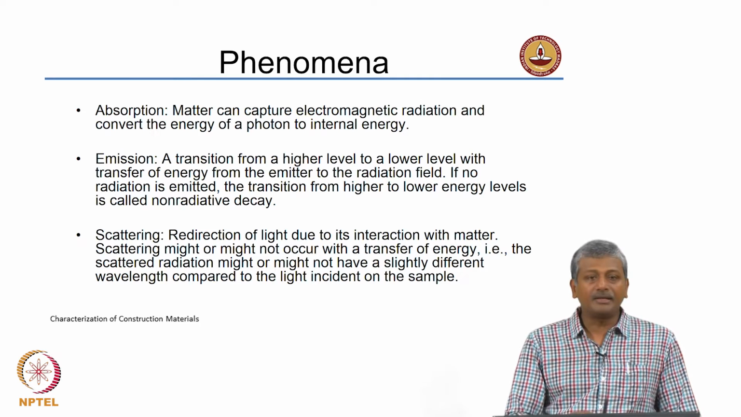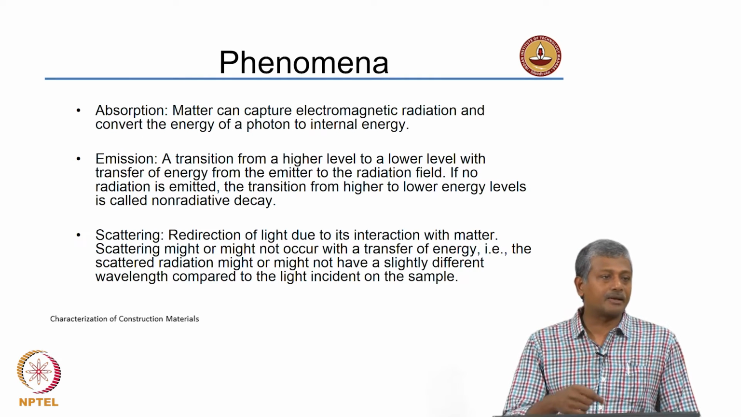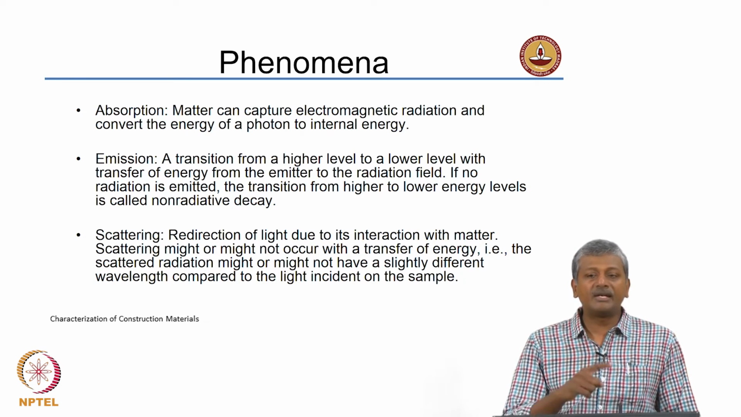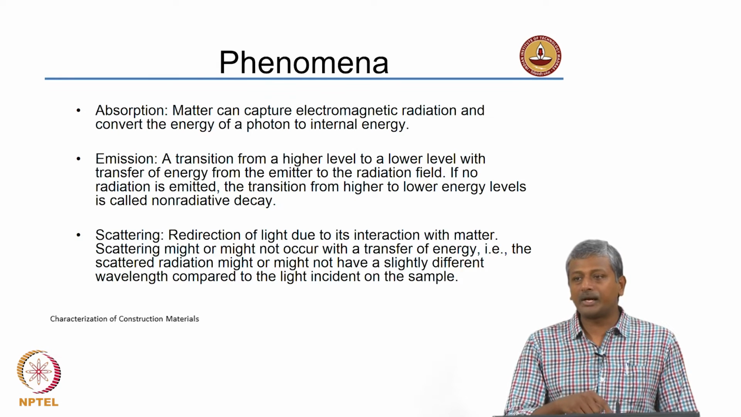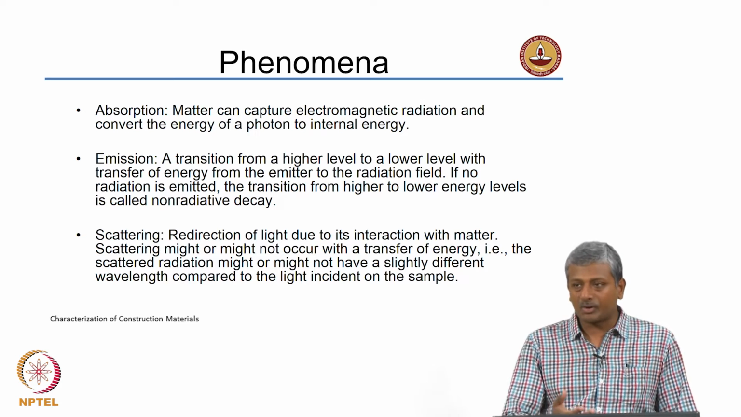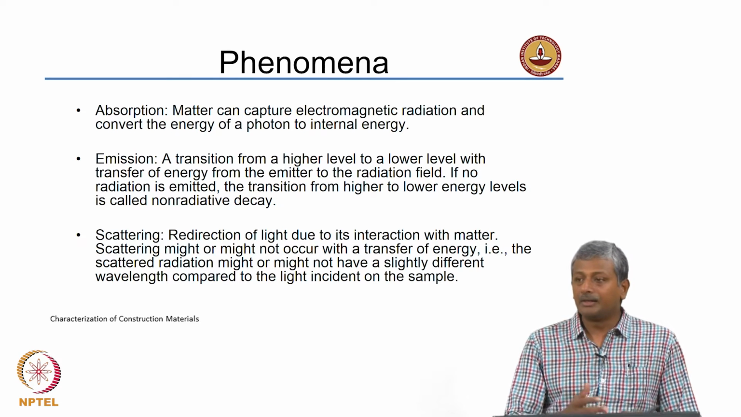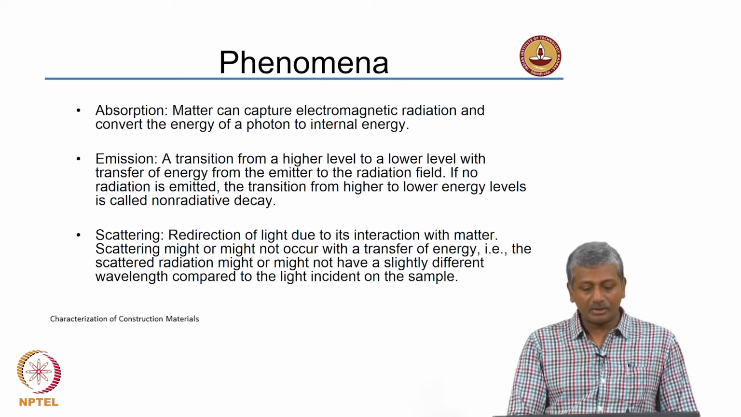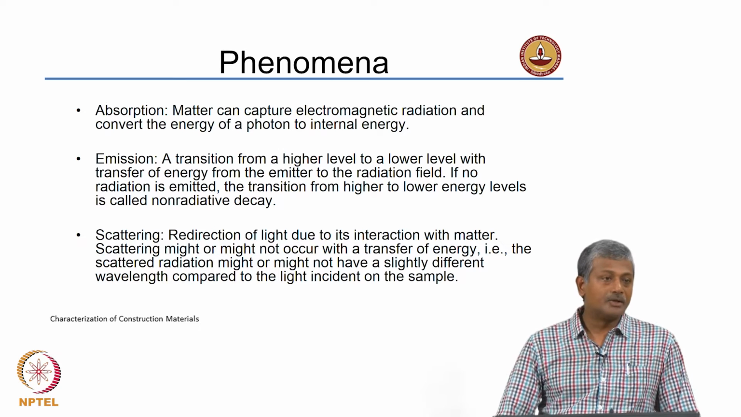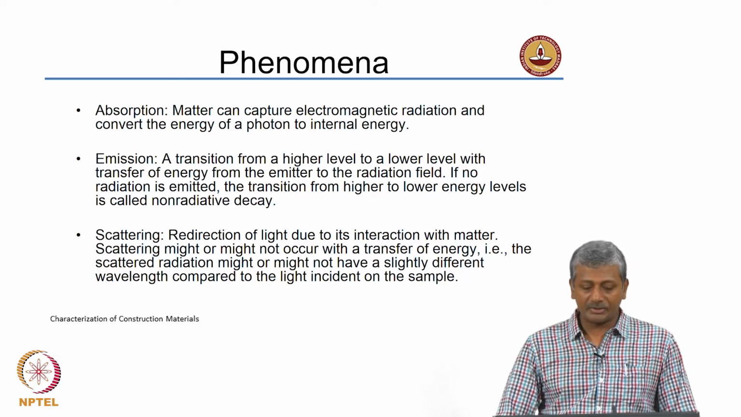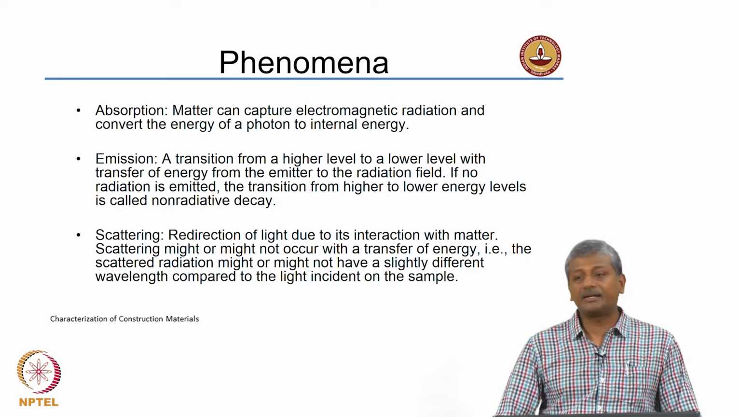Okay. Scattering, you have all seen before. When you have backscattered electrons, basically these are the ones which are scattered almost 180 degrees from their path by the nuclei of the atoms in your sample. Backscattered electrons are one of the scattered electrons that you find in scanning electron microscopy. Scattering is the redirection of light or electromagnetic radiation due to its interaction with matter. Scattering might or might not occur with the transfer of energy. You may or may not transfer any energy, that is, scattered radiation might have a slightly different wavelength as compared to the light incident on the sample.